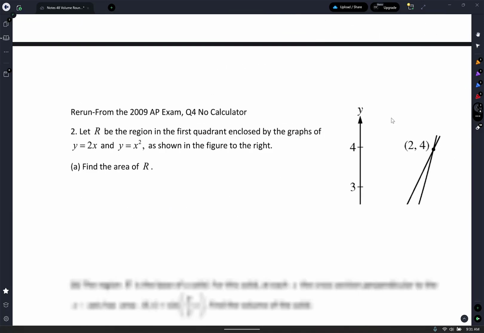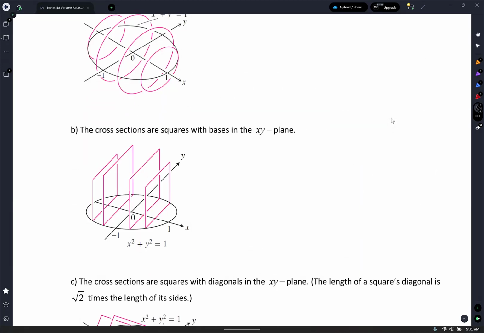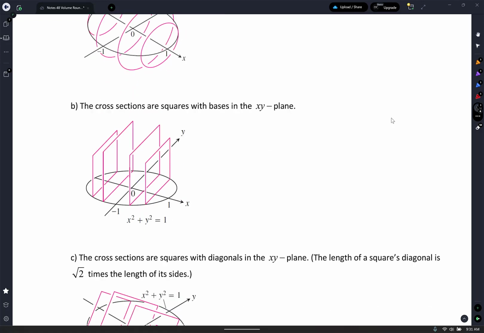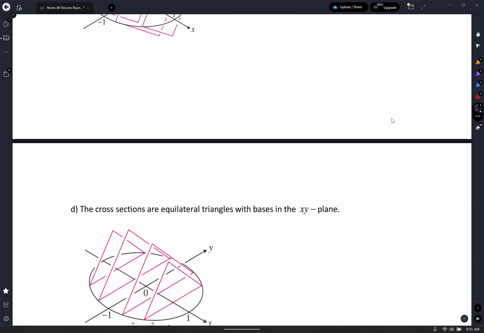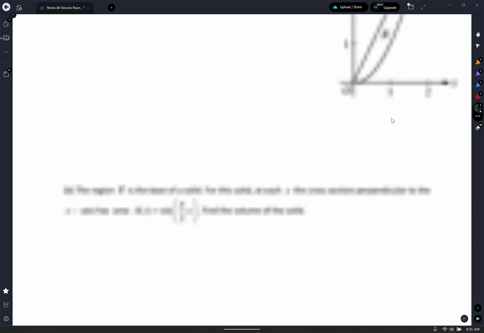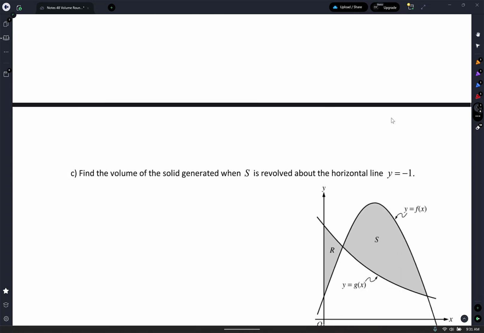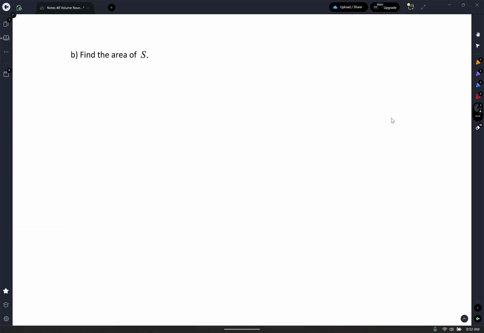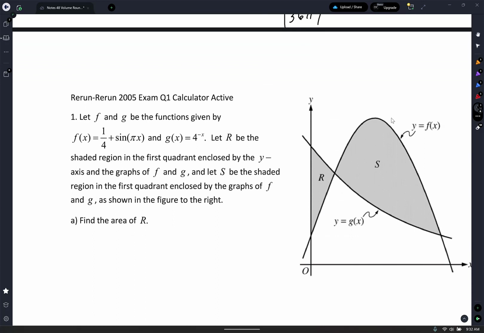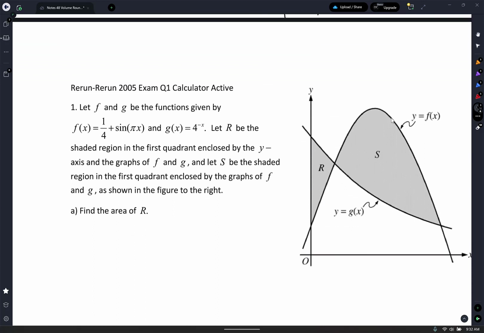Okay, let's see if we can do, we're going to do 2 free response questions. They're reruns. And then we're going to do, because I remember someone yelled yesterday, and I want different shapes. And there is my different shapes. All right. So here we go. 2005, calculator active. Do you guys have your calculator?